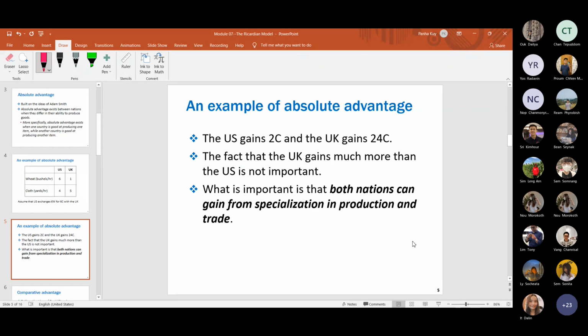So the fact that the UK gains much more than the US is not important. Like I discussed to you, the gain is not equal. That's why we need the international World Trade Organization in order to maintain the trade transactions. So what is important is both nations can gain from specialization in production. Okay, is that all right?